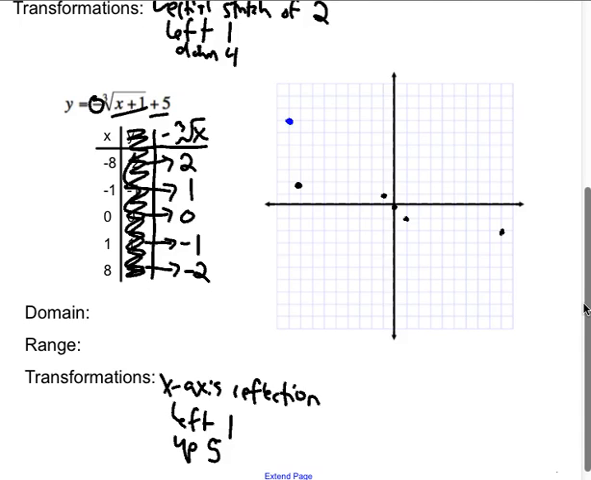So that's where that left-hand point will go. Now those 3 in the center, left 1, up 5, left 1, up 5, left 1, up 5. Then that 1 over to the right, left 1, up 5. So after I slide it around, now I connect them up.